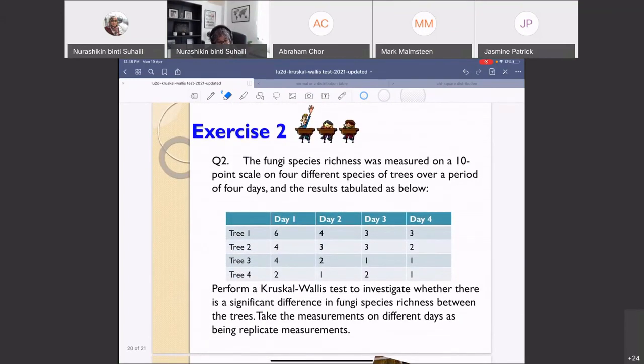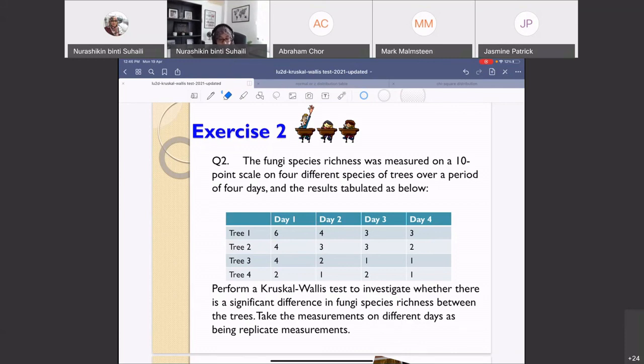Same for the question in exercise two. How do you know whether you are comparing between trees or between days? You have to refer back to the question. The fungi species richness was measured on a 10-point scale on four different species of trees over a period of 4 days, and the results tabulated as below. Perform a cross-covalence test to investigate whether there is a significant difference in fungi species richness between the trees. Take the measurement on different days as being replicate measurements.